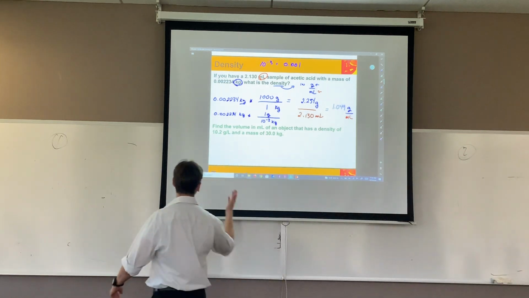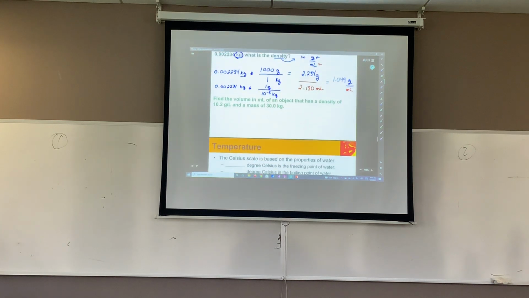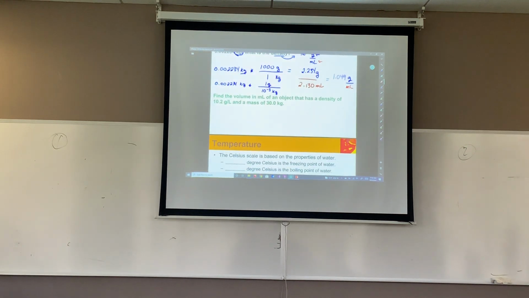All right. Find the volume in milliliters of an object that has a density of that and a mass of that. Okay, so what are we dealing with here? I am given a value of mass, right? So m equals 30.0 kilograms. Density is 10.2 grams per milliliter is what I'm given. And I'm asked to figure out volume.